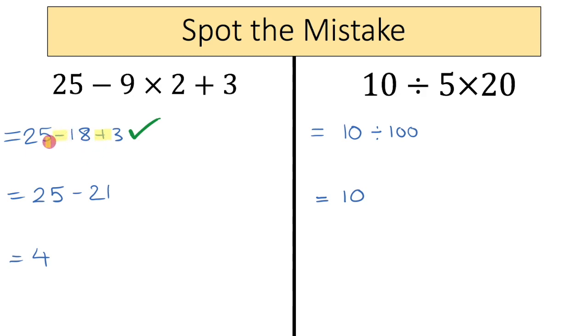I'm simply going to do them left to right. So I'm going to go 25 minus 18, which is going to be 7. And then I'm going to plus 3 to it. But as you see down here, that's not what they've done. This is incorrect. So what have they done wrong here?